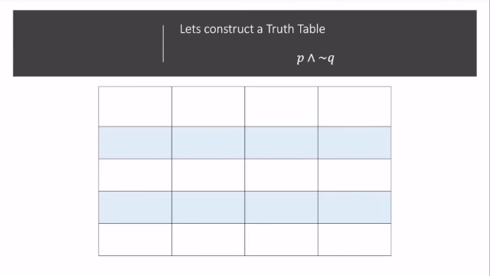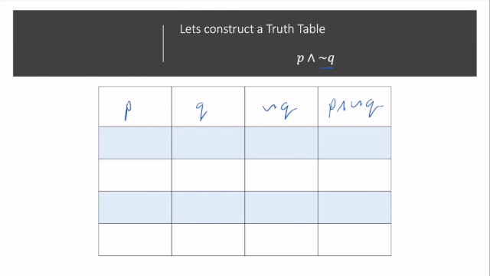So let's practice by constructing some truth tables. So I have P and not Q. So I want to start this out by making a column for each of my simple statements. So I've got P and Q. Then I also need not Q and the whole compound statement P and not Q.